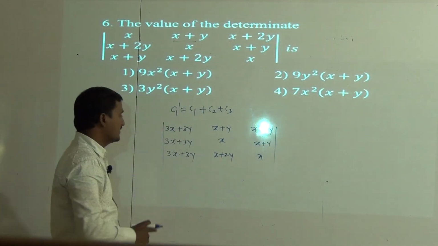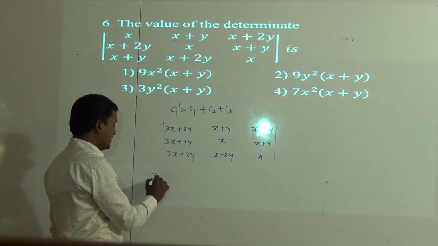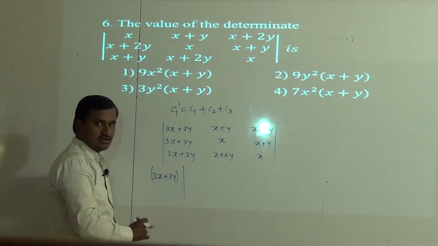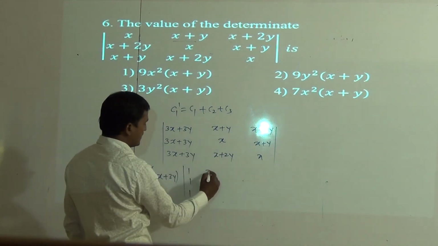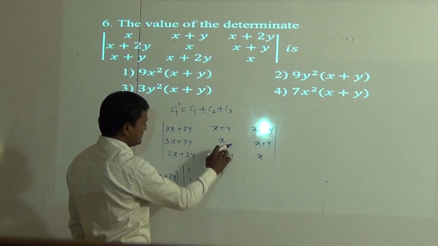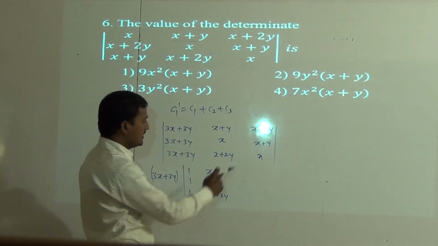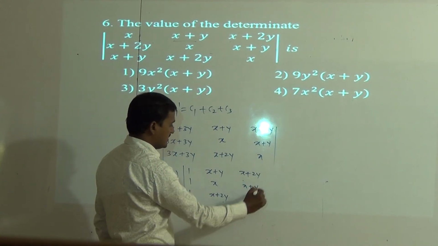Now take 3x plus 3y common from C1. So clearly I am getting 3x plus 3y outside the first column. So here it is 1, 1, 1. And the second column and third column as they are: x plus y, x plus 2y. Next here it is x plus 2y, x plus y, and here it is x.